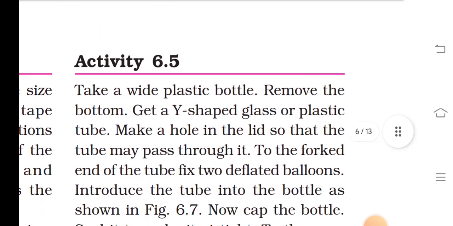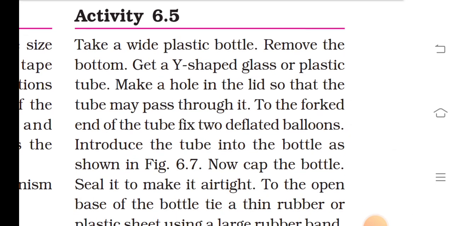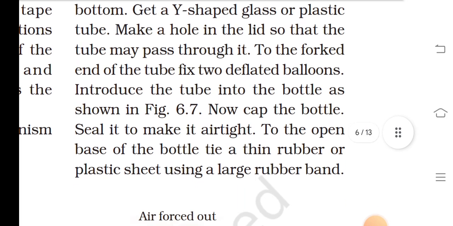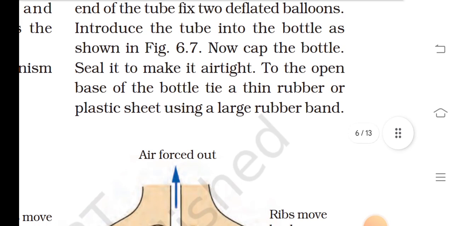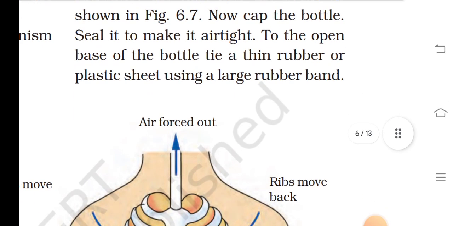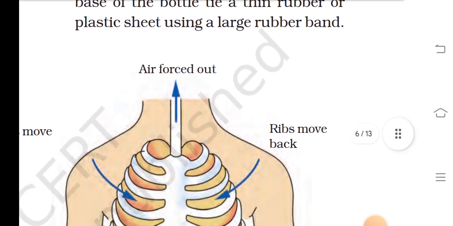Activity 6.1. Take a white plastic bottle. Remove the bottom and take a Y-shaped glass or plastic tube. Make a hole in the lid so that the tubes may pass through it. To the forked ends of the tubes, fix deflated balloons. Introduce the tube into the bottle. As shown in figure 6.2, now cap the bottle and seal it to make it airtight. To the open base of the bottle, tie a thin rubber or plastic sheet using a large rubber band.